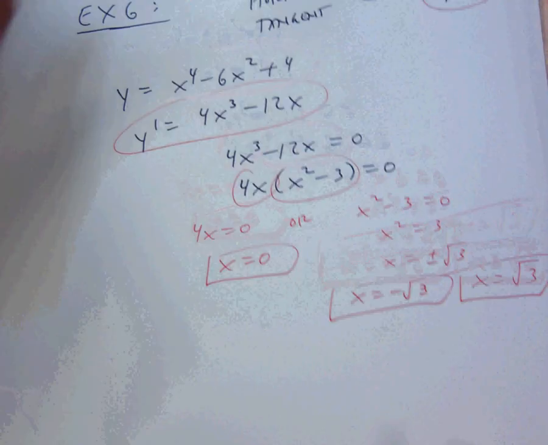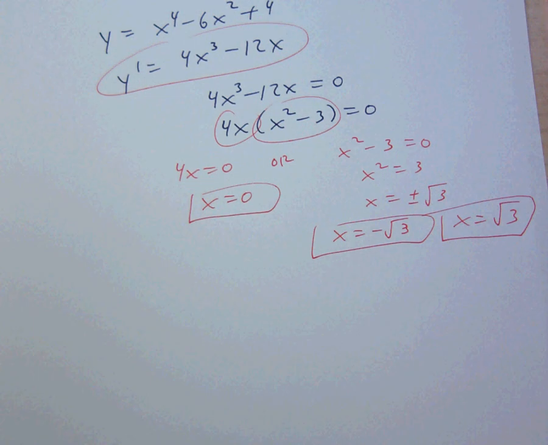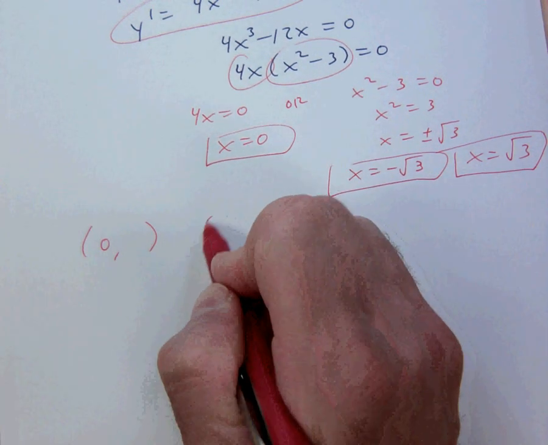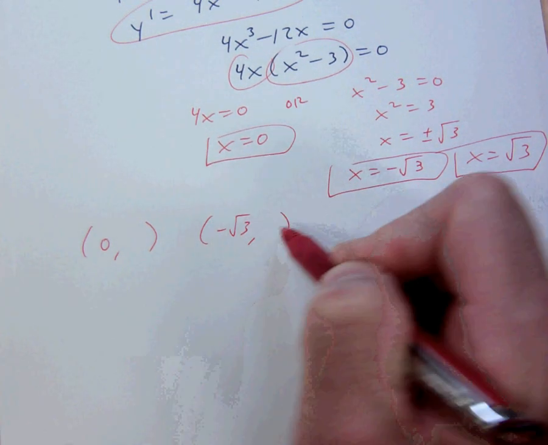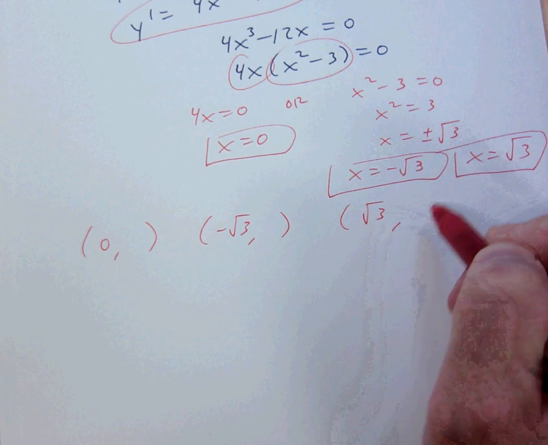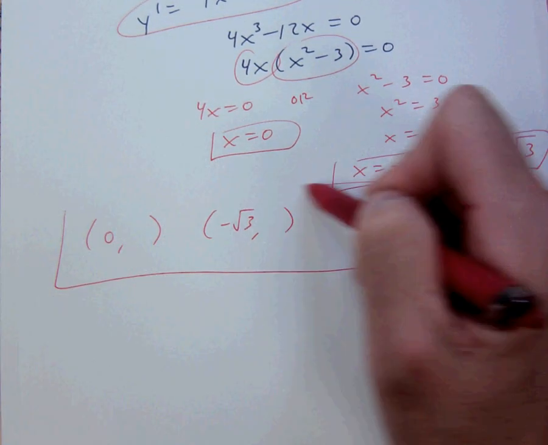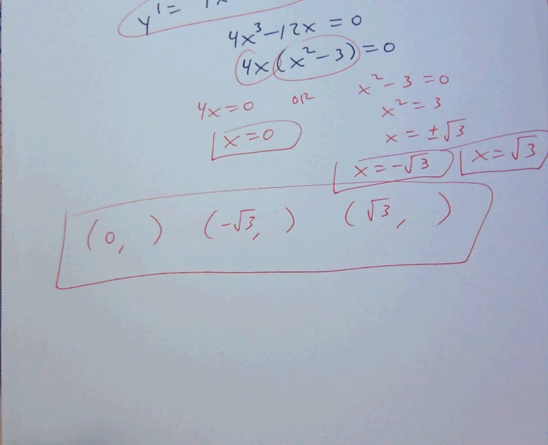Okay, now sometimes it'll just ask you for the x values of the points on the original curve where you'd have a horizontal tangent line. If that was the case, I'd be done. But they didn't ask me for just the x values of the points. It asked me for the points. So what do I have to do? Write these as ordered pairs, right? And by the way, where am I plugging these x values into to get the y values? Into the original equation.